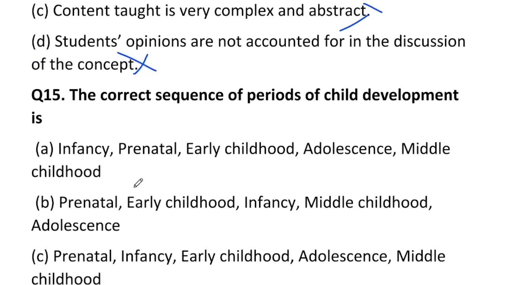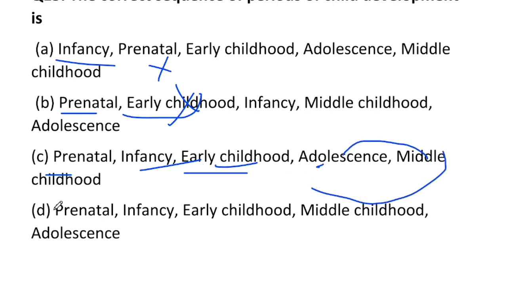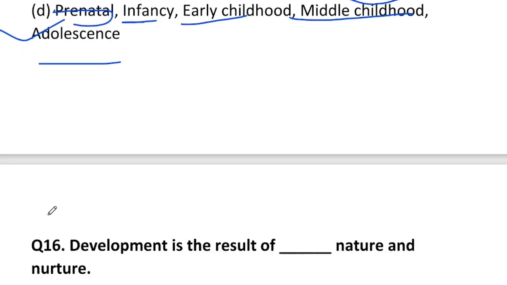The correct sequence of periods of child development is infancy. No, not infancy. Prenatal. After prenatal, early childhood. No. This is also no. Prenatal, infancy, early childhood, adolescence, middle childhood. No. After early childhood, there is middle childhood and then adolescence. So, prenatal, infancy, early childhood, middle childhood and then adolescence. This is the correct sequence of child development.